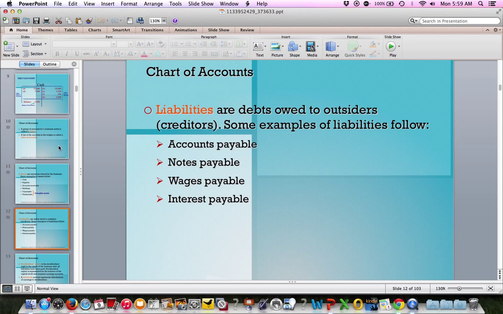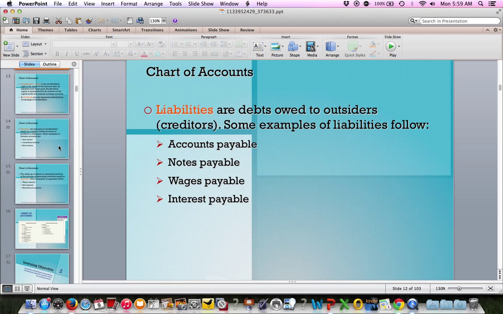Your various liabilities, you can see here, anytime you see the word payable, it's safe to assume that's a liability. Okay, so accounts payable, notes payable, wages payable, interest payable, the list goes on. There's several examples of payables that we'll go through eventually in the class.